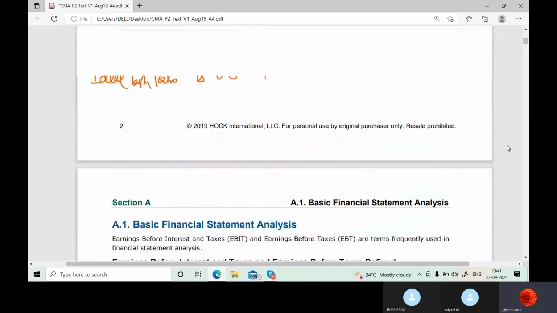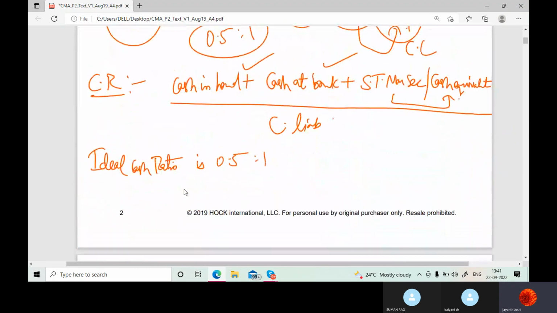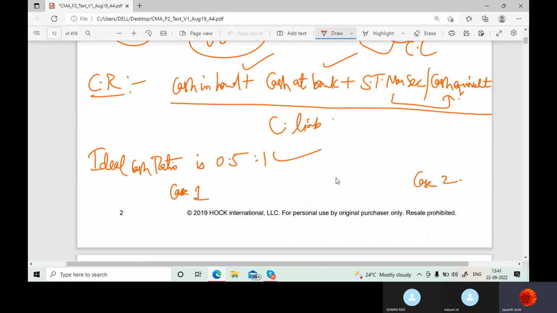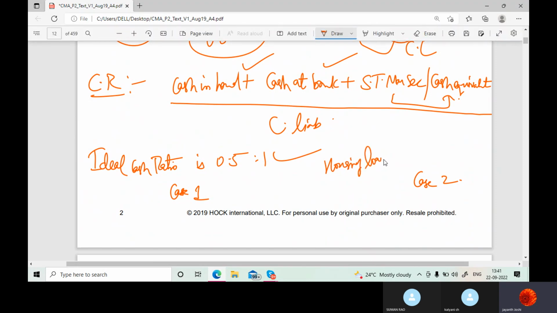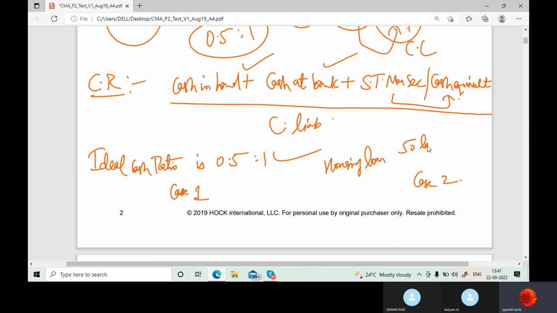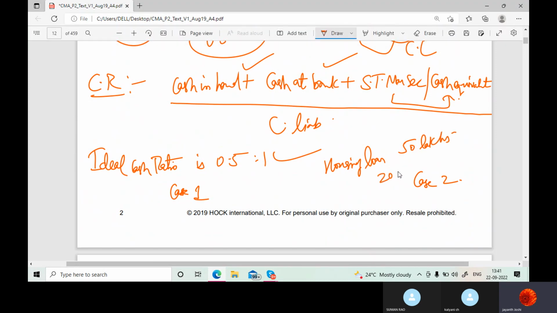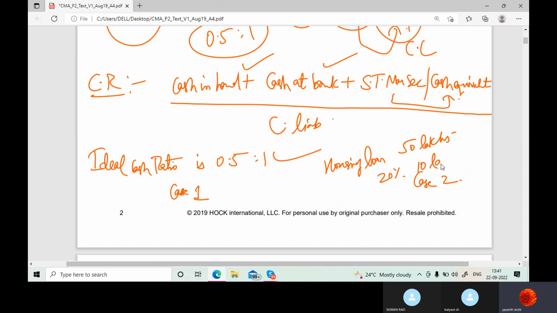Fine. So I'll put two cases in front of you to justify this. Case 2: you have taken a housing loan and bought a flat worth 50 lakhs. You have made a down payment of 20%, that is 10 lakhs. So what is your liability? 40 lakhs, correct? And this 40 lakhs you have to repay in 30 years. It's a long-term liability, of course.